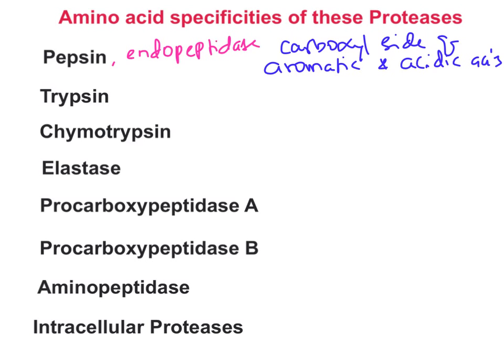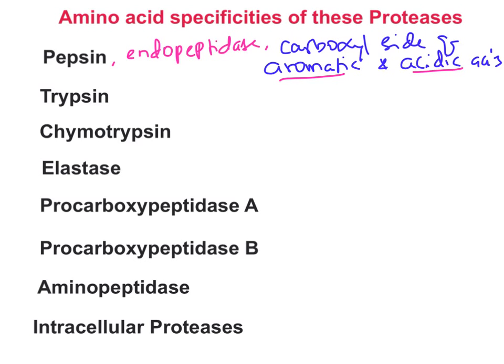That is the specificities of pepsin. So pepsin is an endopeptidase, and it is acting on the carboxyl side of the peptide bonds contributed by aromatic amino acids and acidic amino acids. As you all know, aromatic amino acids are phenylalanine, tyrosine and tryptophan. Acidic amino acids are aspartate and glutamate. So it will be acting on the peptide bond contributed by the carboxyl side of aromatic and acidic amino acids.